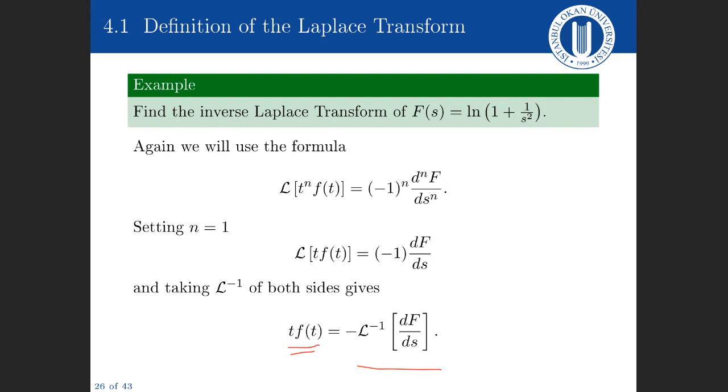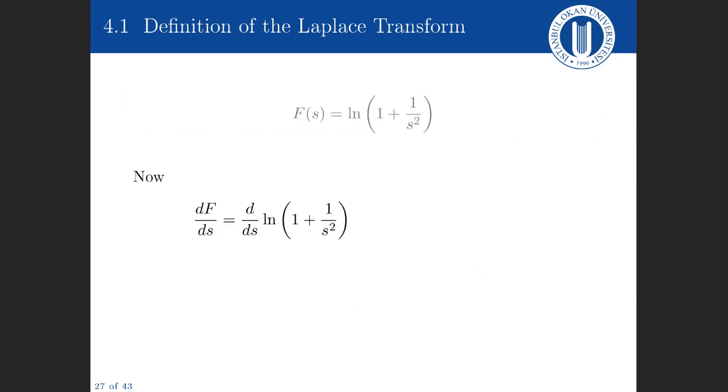We're going to take our function capital F. We're going to differentiate it. We're going to find the inverse Laplace transform. Then we're going to multiply by minus 1. And then finally, we're going to divide by t. And we will be left with f of t.